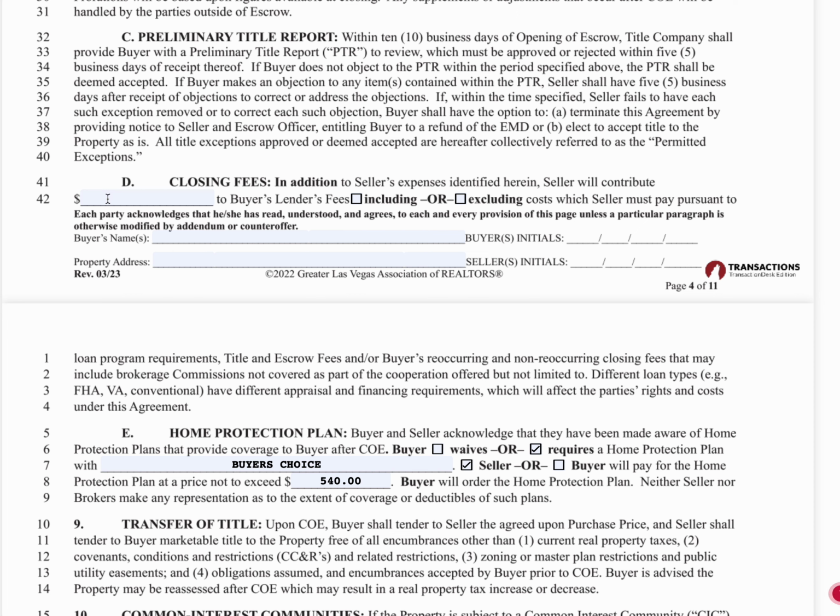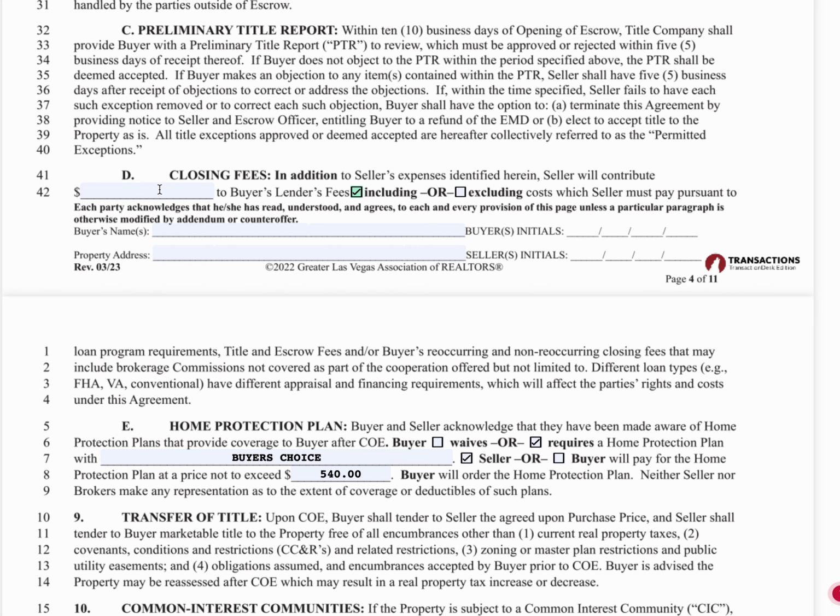Closing fees. This is if we are asking for closing fees. This is the amount right here. And then of course, we're going to go ahead and put include. That means that your closing fees are going to be paid by the seller, and the specific amount. So your closing cost may be $10,000, and we might put $8,000 because we want to be strong on it. Remember that $2,000 difference would have to come out of your pocket.